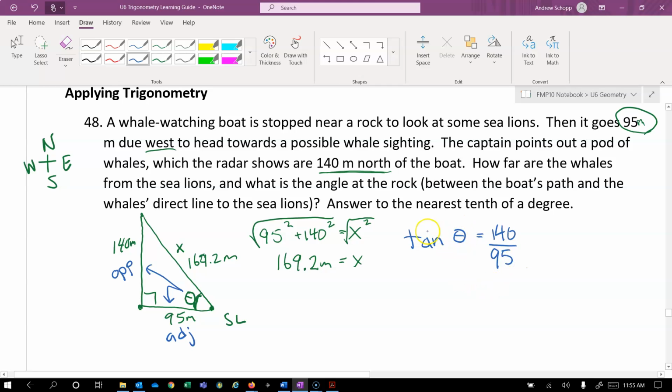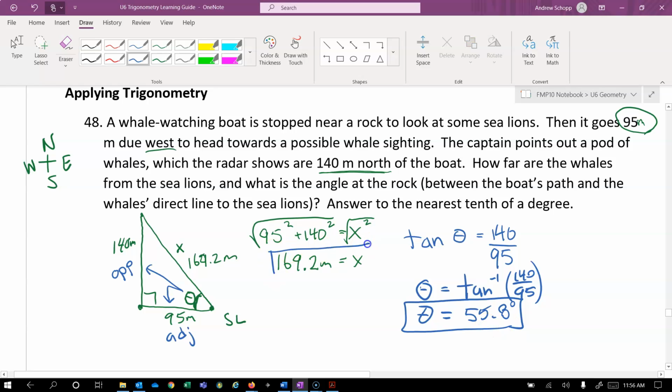And to solve for the angle, we're going to do the inverse tangent. So theta is equal to the inverse tangent of 140 over 95. You can stick that into your calculator and solve for theta, and you should get 55.8 degrees if I've done this correctly. We were asked to answer to the nearest tenth of a degree, so that's what we have there. So those are our two values.